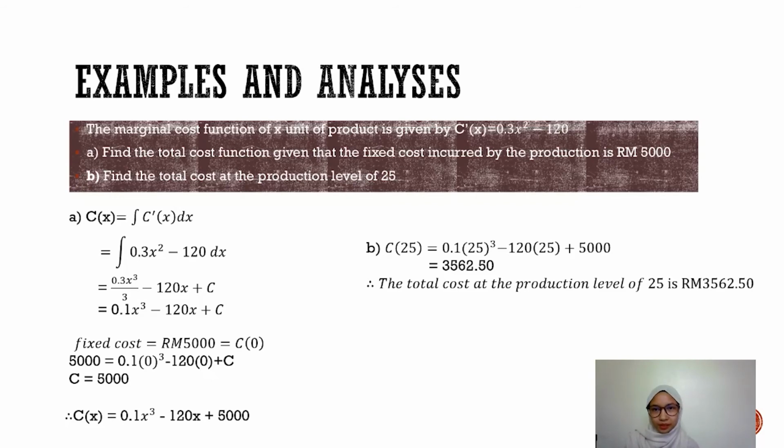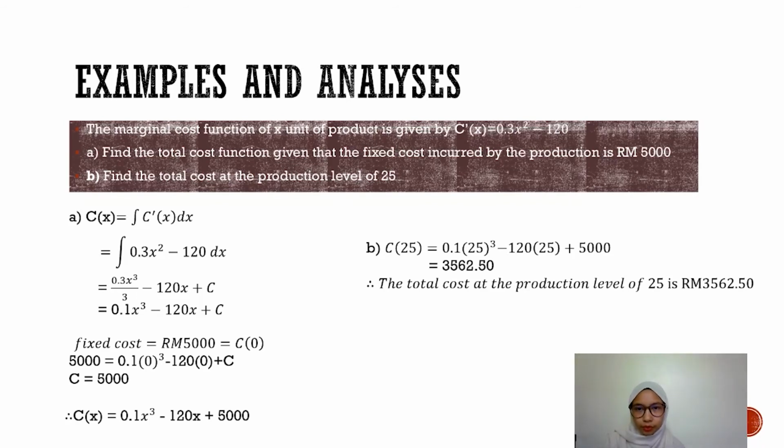Example 2. The marginal cost function of x units of a product is given by C'(x) equals 0.3x squared minus 120. A. Find the total cost function given that the fixed cost incurred by the production is Rm 5000.